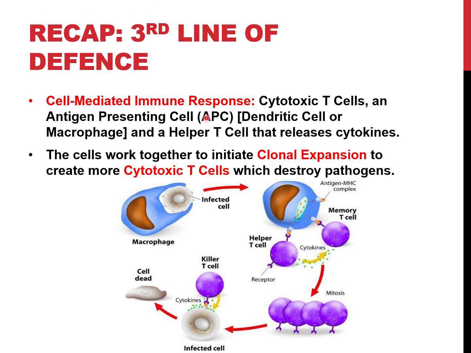We looked at the cell-mediated immune response, which is looking at cytotoxic T cells, and of course any of the APCs that we know about. So dendritic cells or macrophages coming together with that helper T cell. And then they go through that process, which includes clonal expansion, where it replicates itself, and then, of course, making more cytotoxic T cells so that they can destroy the pathogen. The pathogen's generally going to be a virus in this case.